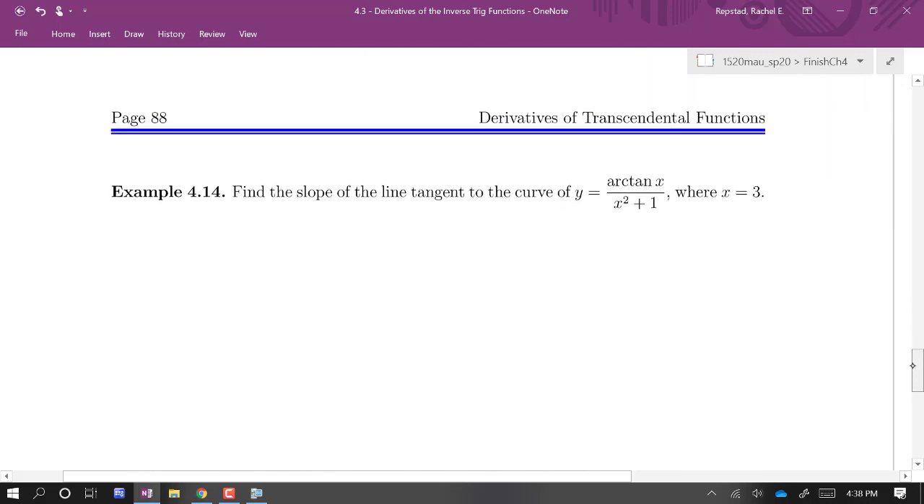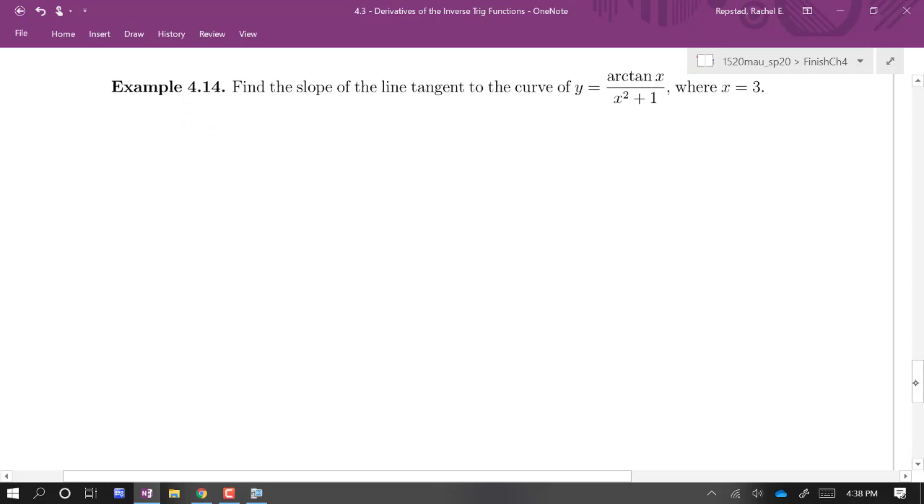Okay, let's do one more. We want to find the slope of the line tangent to the curve of the function y equals arctan x over x squared plus 1, where x is equal to 3. So if we want the slope of a tangent line, that means we're going to find the derivative, dy dx, and evaluate it when x is equal to 3. So we've got to cue up the quotient rule.